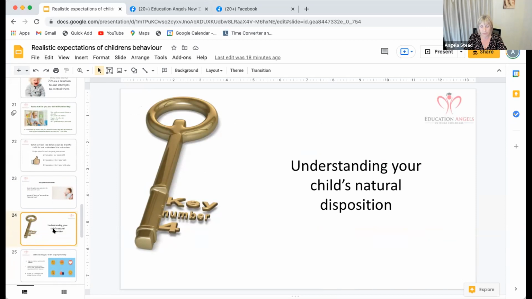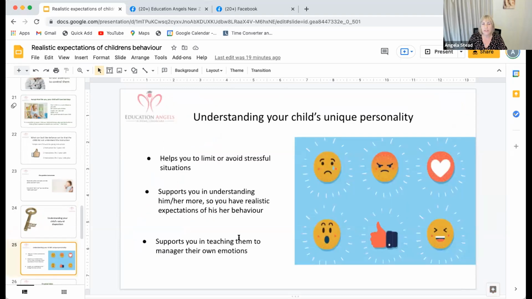Any of you who've had more than one child, you'll know that your 2 children will be very, very different from each other in personality and in how they react and respond to situations. Every child is a uniquely, perfectly perfect individual, and they should be treated as such. So we need to take the time to get to understand them and to really know them. In doing that, you're going to help to limit or avoid stressful situations.